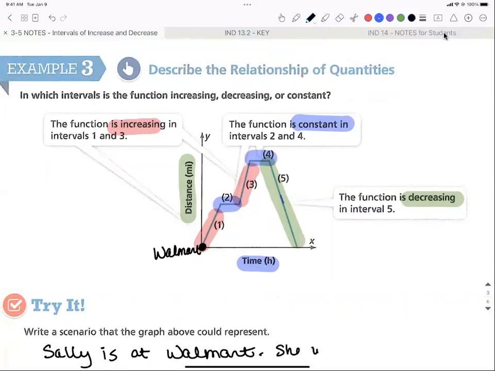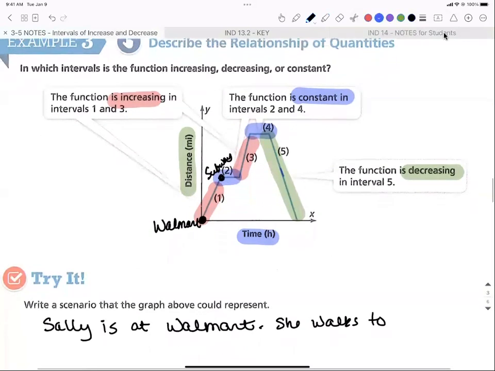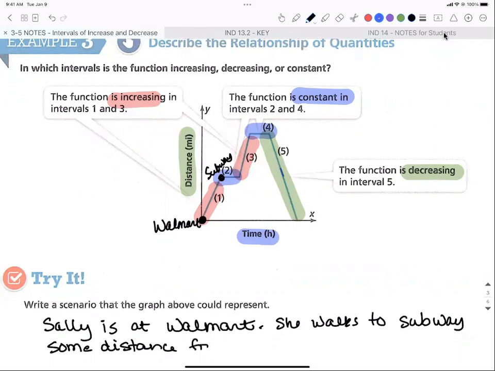She walks to, all right. Where's her next stop? Where's she at? Somebody tell me. Subway. All right. She walks to Subway. Okay. So Sally is at Walmart. She walks to Subway. And we don't know how much, so we're just going to put some distance from Walmart. I don't know how far because it's a qualitative graph and I really don't know. Some distance from Walmart.